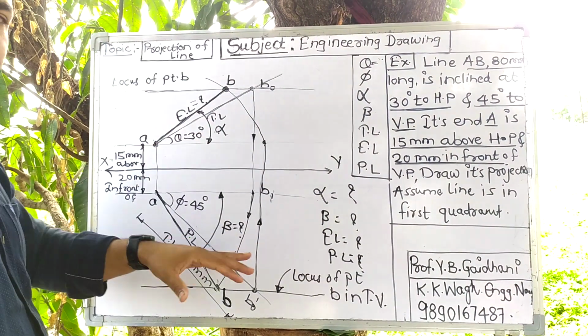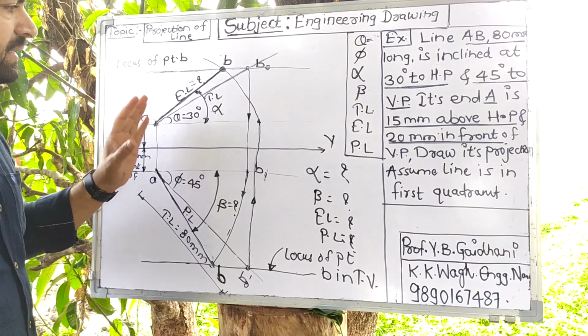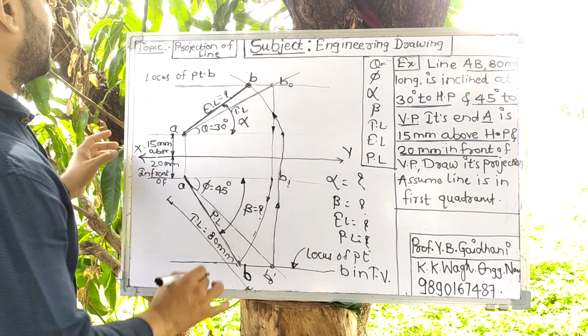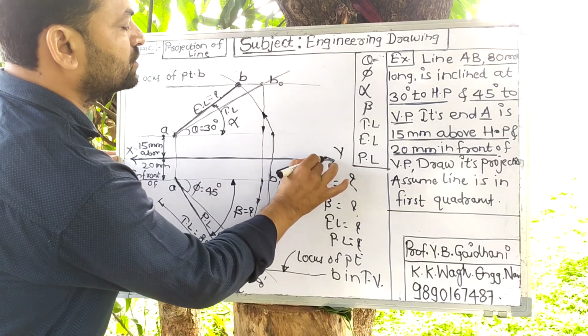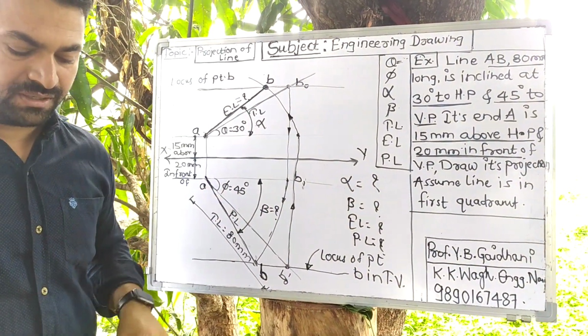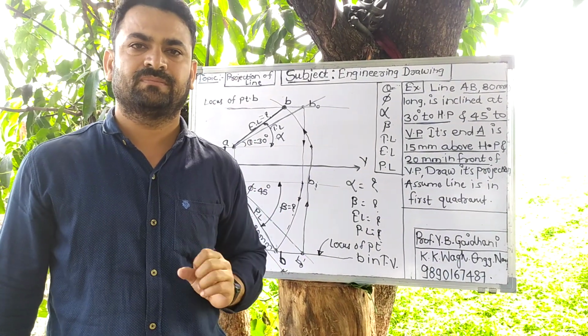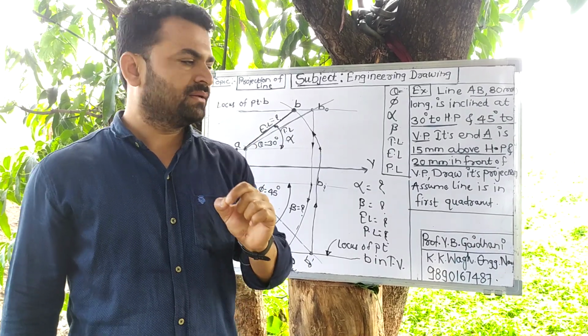You can put this answer in the chat box. Hope you understand this concept. This is a little bit critical problem, but you can easily draw it like this. So this is the final problem solution of the line when the line is at a time inclined to HP and VP. Hope you understand this lecture. So try to solve this problem so that you will get a clear idea of this problem.